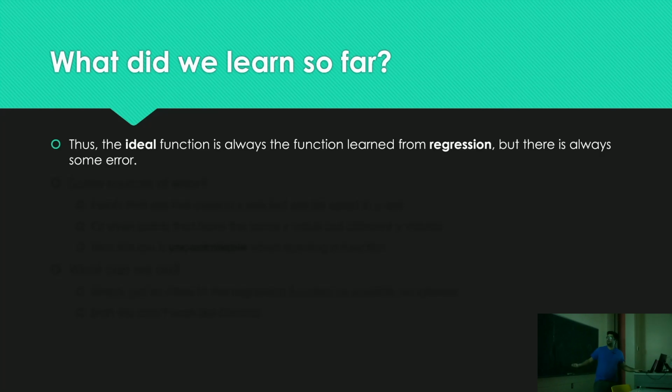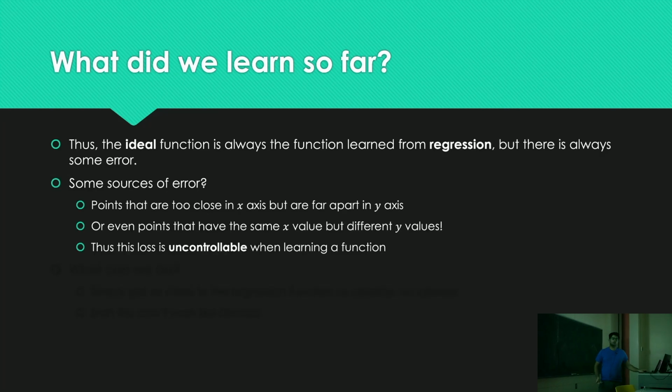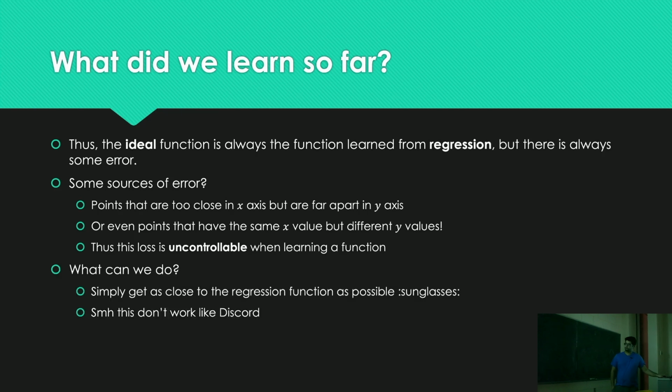So what we learned so far is that the ideal function is always the regression function in terms of MSE. Some sources of error, which we described before, are that points are too close on the x-axis but far apart on the y one, or even having the same x value. And that loss is uncontrollable. So there's always going to be some notion of loss, assuming your regression function is not the same as the outputs themselves. So what can we do? We can simply get as close to the regression function as possible.